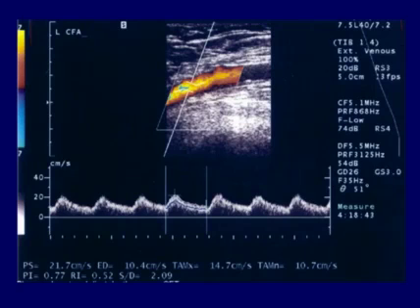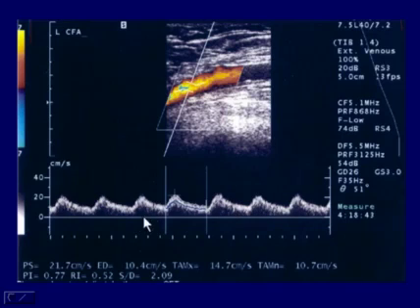Let's look at this example. If we ignore the velocities here and just look at the waveform, that waveform is not normal for a peripheral artery. There's a lot of diastolic flow. We should never see that unless the patient's just run up the stairs to get to our department, or we've just run them on the treadmill. We'll see some diastolic flow.